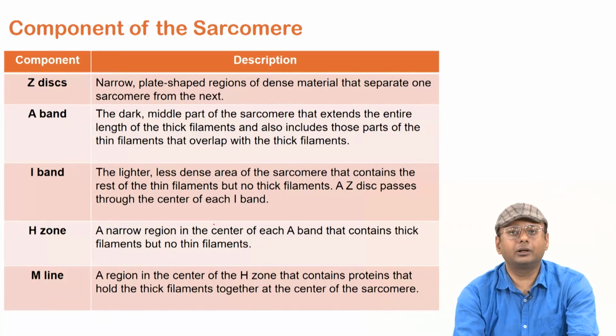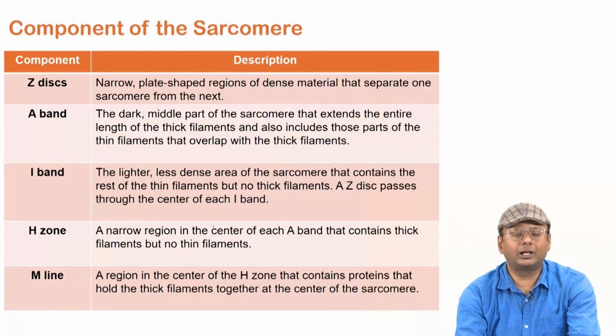You can also go through all these: the Z disc, which is the narrow plate-shaped region of dense material that separates one sarcomere from the next. Then the A band, which we already discussed, is the total region of the thick filament.